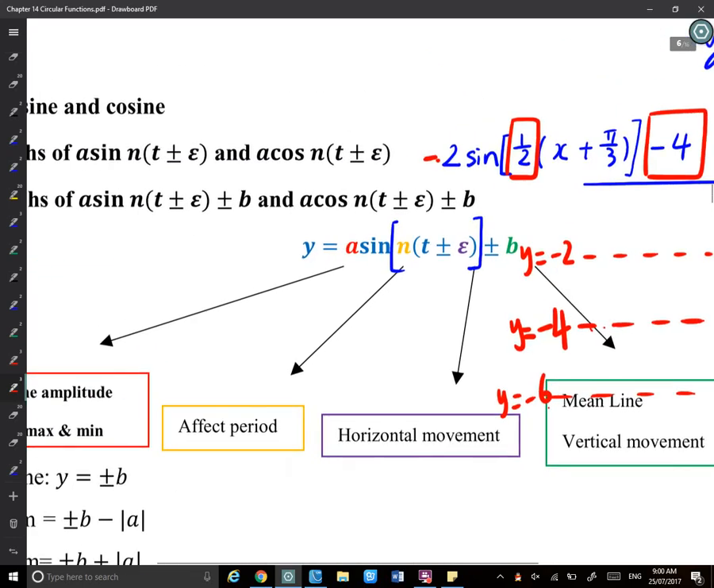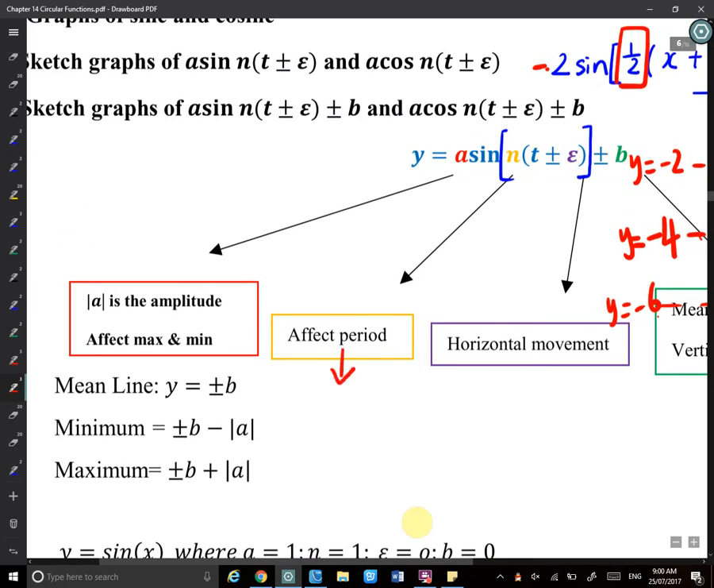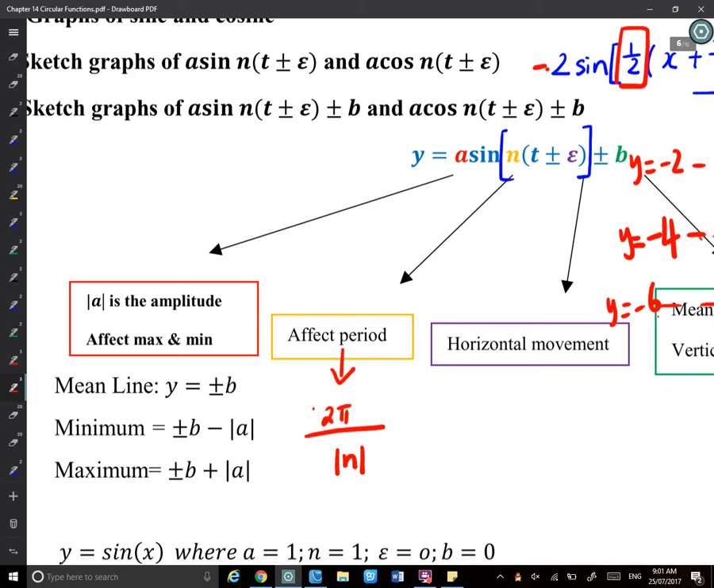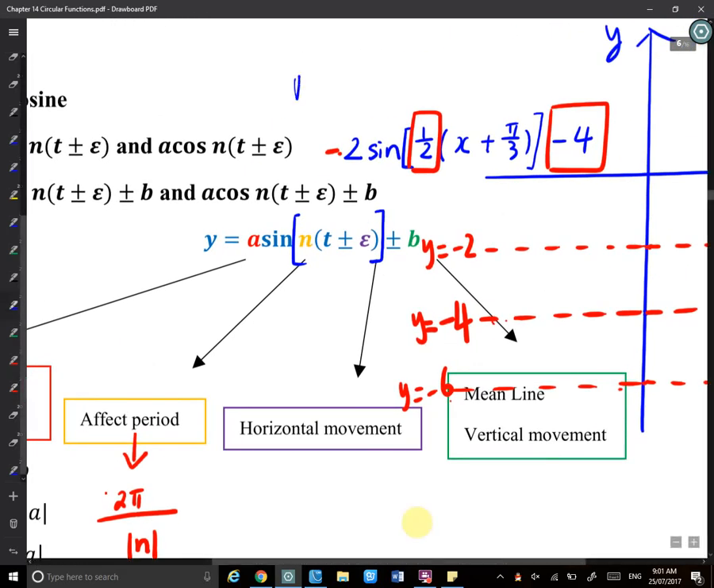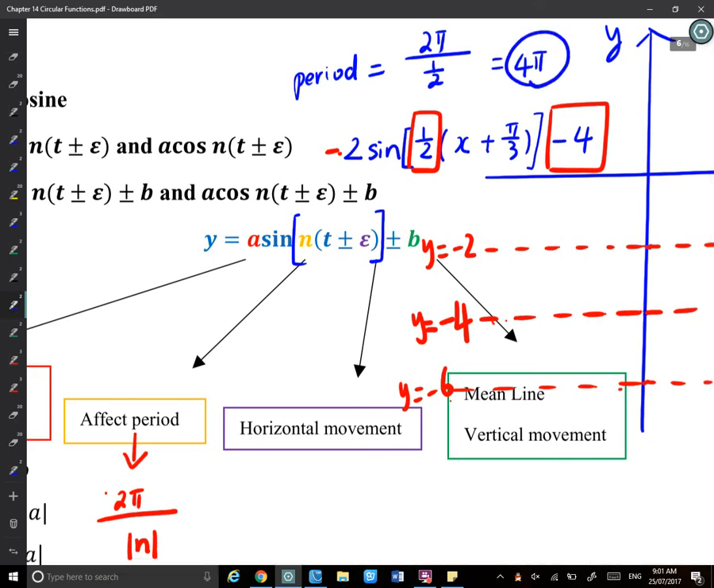So the new period will be 2 pi over the absolute value of n. Absolute means the positive of that. If n is -half, I will still take half. So the period for this graph equals 2 pi divided by a half, which is 4 pi. It will take 4 pi to complete 1 cycle. Okay, it will take 4 pi to complete 1 cycle.